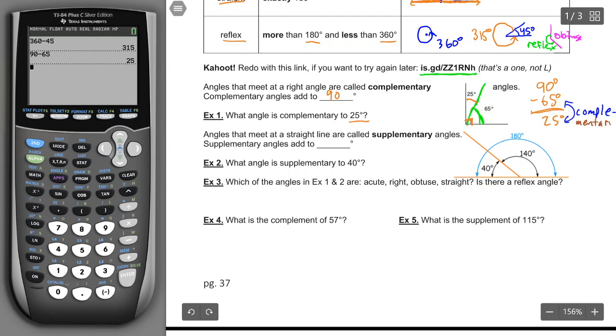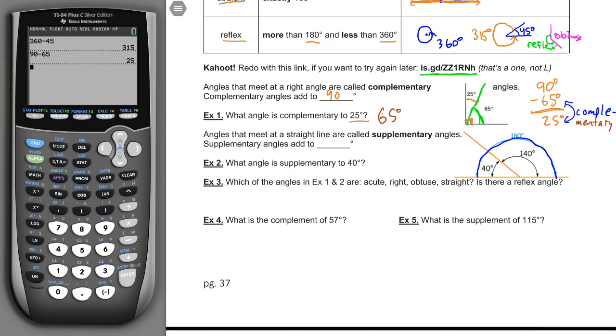Oh, didn't mean to switch colors, but whatever. So those two are complementary to each other. So what's complementary to 25? 65 degrees. What's complementary to 65? 25 degrees. Supplementary is the same thing, but in a straight angle. So we've got a straight angle here. A straight angle is just like a straight line, right? So this straight angle is 180 degrees.